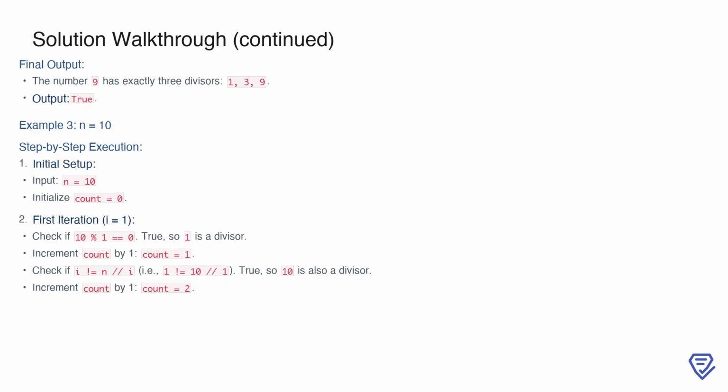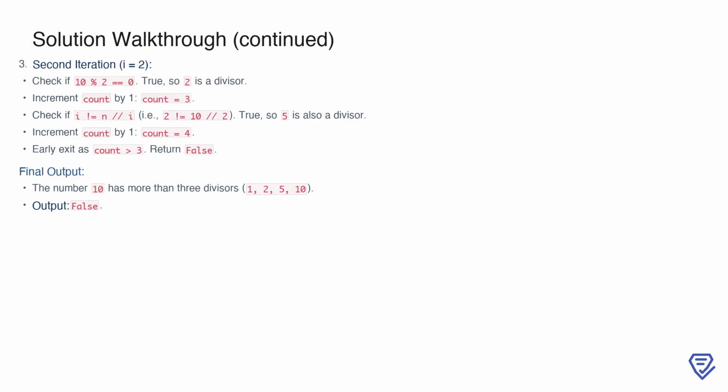Now, let's consider example 3, where n is 10. As usual, we start by initializing the count to 0. In the first iteration with i set to 1, we check if 10 is divisible by 1. This condition is true, so we increment the count to 1. Then, we check if 1 is not equal to 10 divided by 1, which is true. Therefore, 10 is also a divisor, and we increment the count again, making it 2.